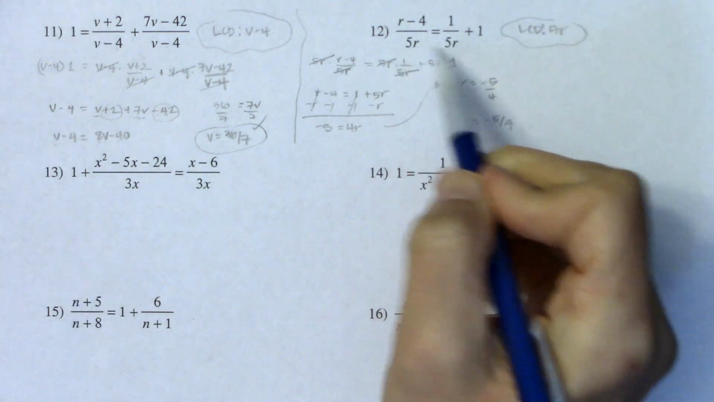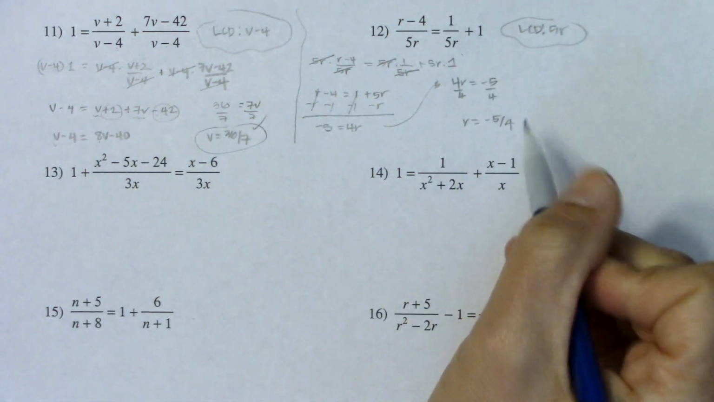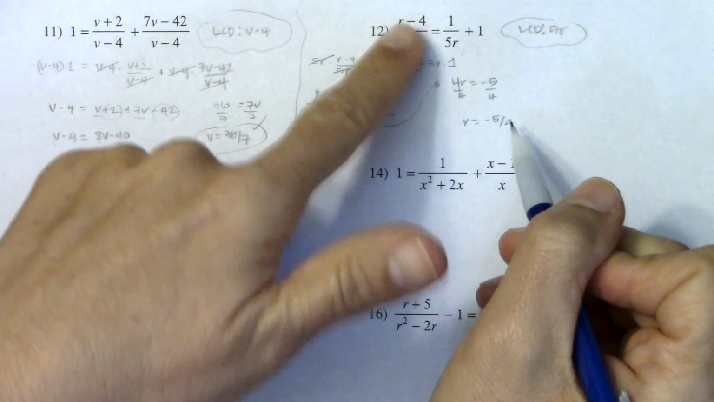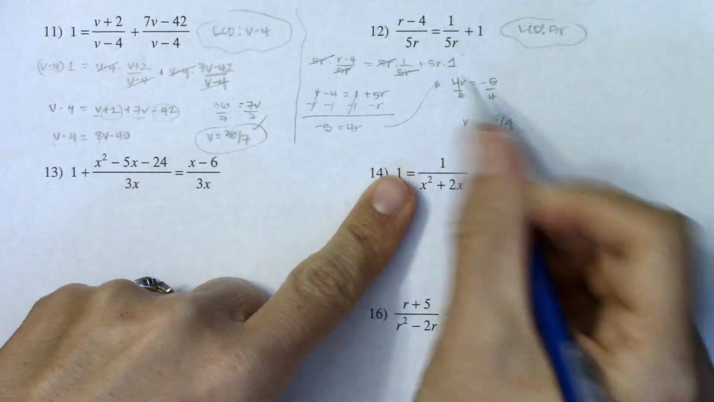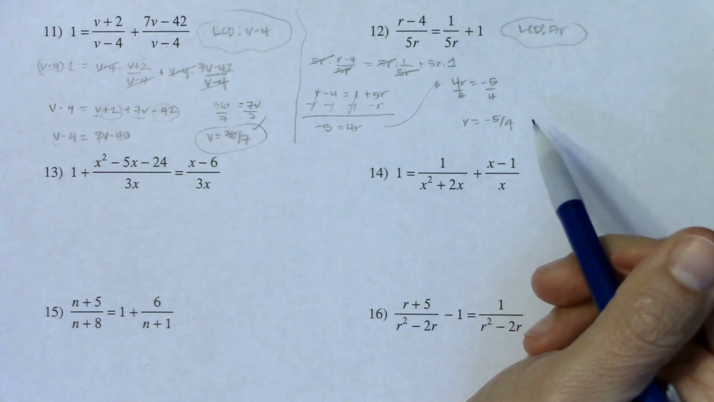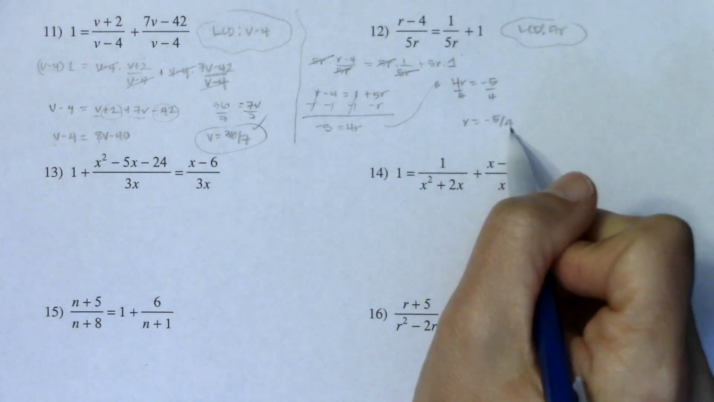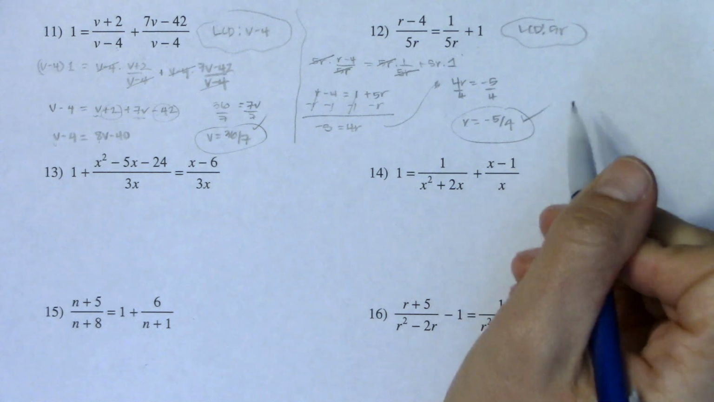And again, that's a totally fine answer. The only answer I would have to throw out is if for some reason I did all this algebra and I got r equaling 0, then that would be a problem because you can't have a denominator being 0. But r being negative 5/4 is not a problem, so I'm going to keep that answer.